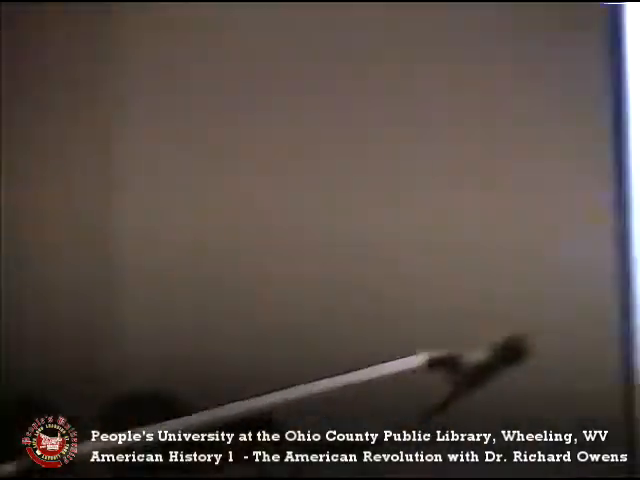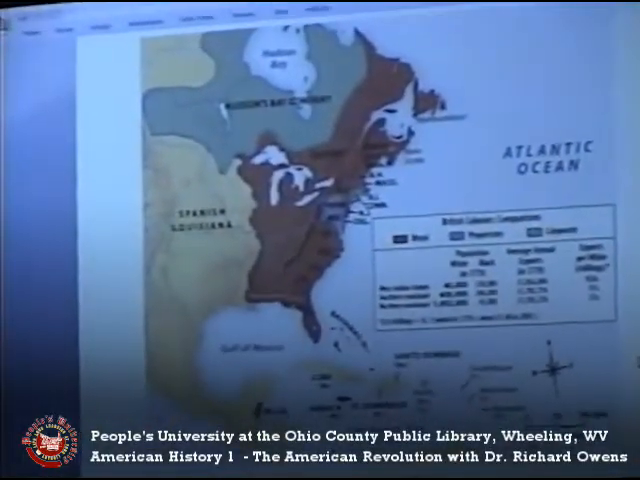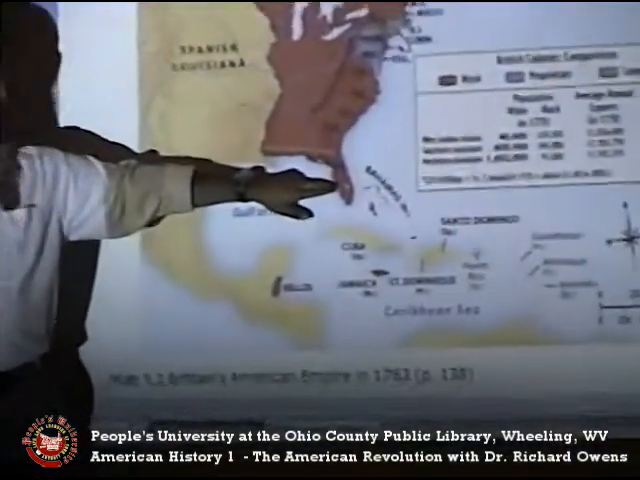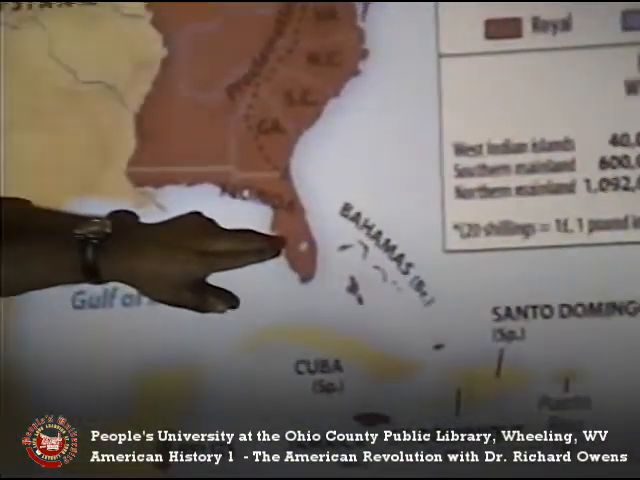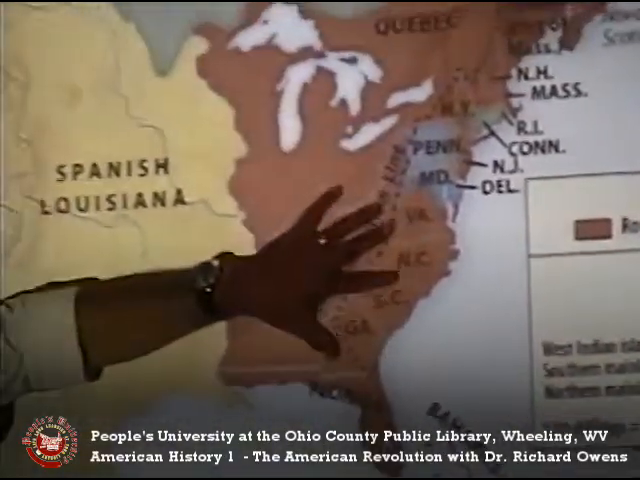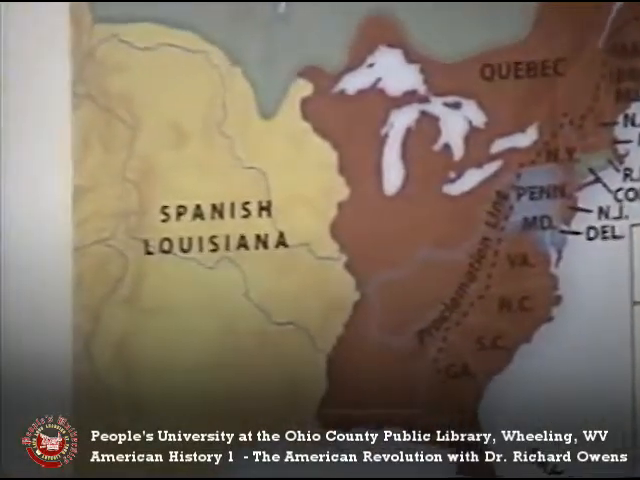At the end of that great war for empire, Britain had driven France out of North America, and a lot of people don't remember this, even took Florida briefly from Spain and consolidated its dominance over the eastern half of North America, leaving Spain west of the Mississippi.